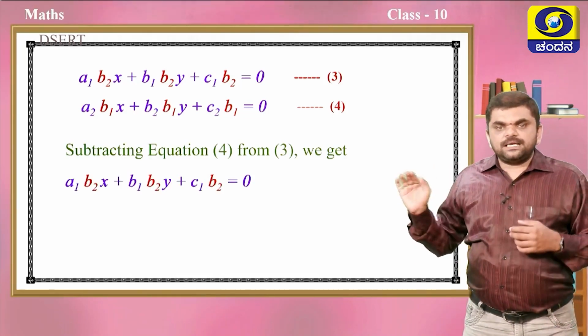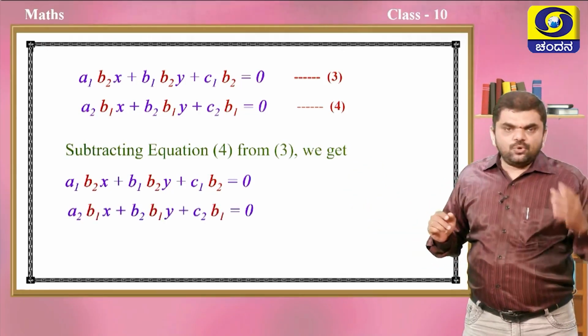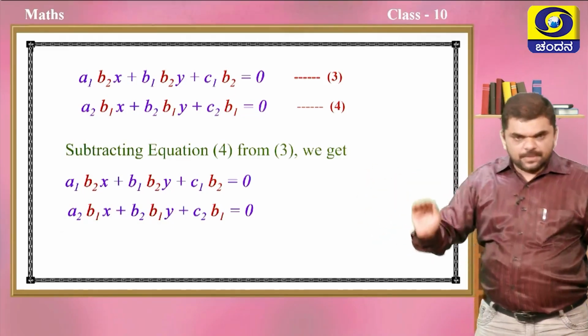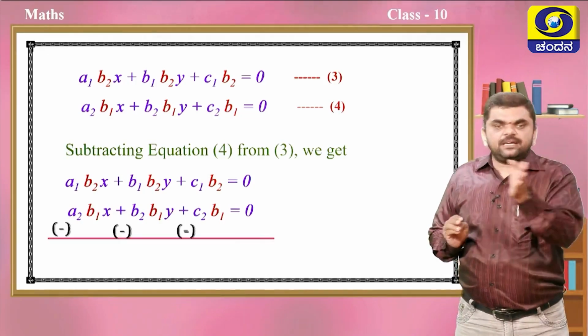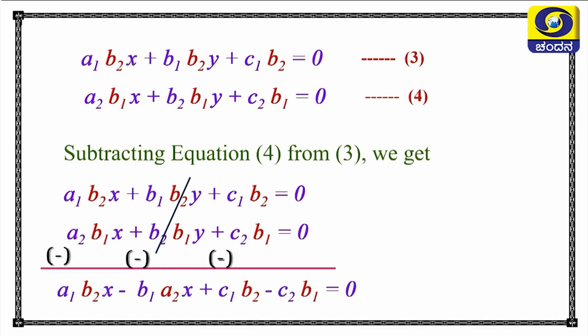a1 b2x plus b1 b2y plus c1 b2 is equal to 0, and one more equation, a2 b1x plus b2 b1y plus c2 b1 is equal to 0. Now subtract. While subtracting, the signs of the second equation automatically change. Now b1 b2y and b2 b1y get cancelled, and then answer is 0. Now a1 b2x minus b1 a2x plus constant c1 b2 minus c2 b1 is equal to 0.